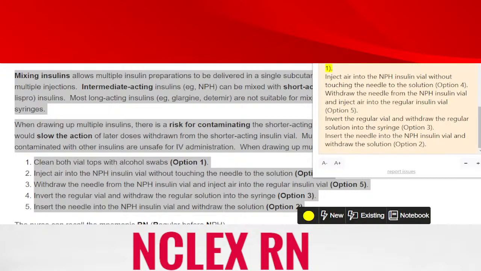Option 1. Inject air into the NPH insulin vial without touching the needle to the solution. Option 4. Withdraw the needle from the NPH insulin vial and inject air into the regular insulin vial. Option 5. Invert the regular vial and withdraw the regular solution into the syringe. Option 3. Insert the needle into the NPH insulin vial and withdraw the solution. Option 2.